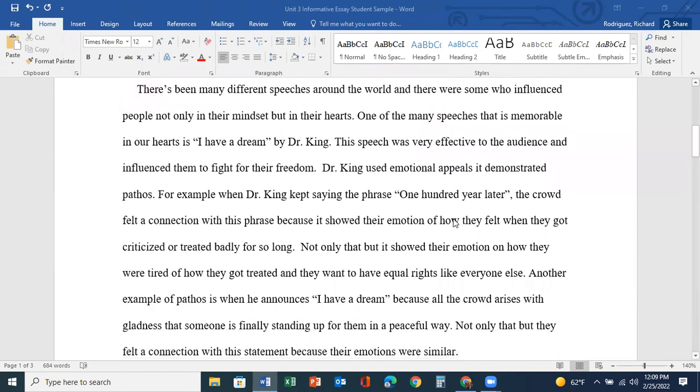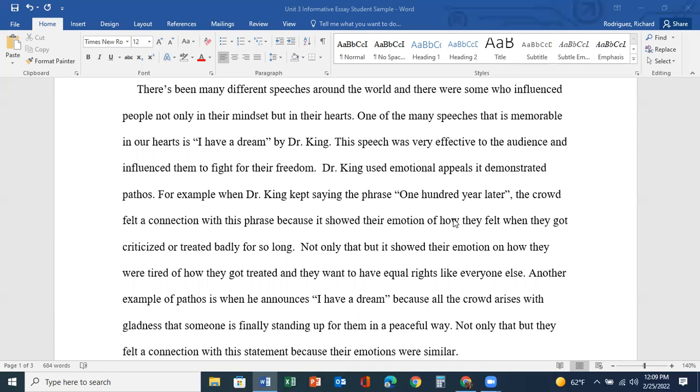There's been many different speeches around the world, and there were some who influenced people not only in their mindset, but in their hearts. One of the many speeches that is memorable in our hearts is I Have a Dream by Dr. Martin Luther King. This speech was very effective to the audience and influenced them to fight for their freedom. Dr. King used emotional appeals. It demonstrated pathos. For example, when Dr.